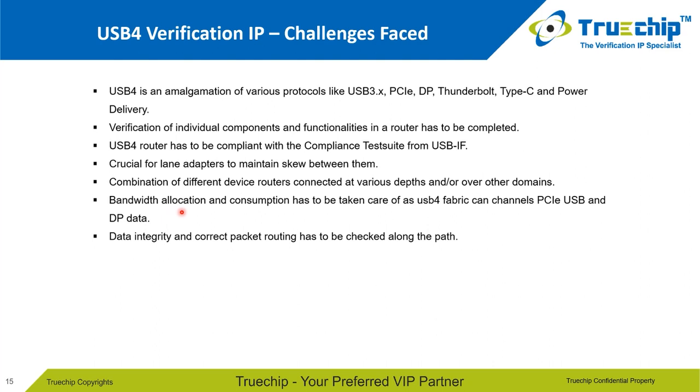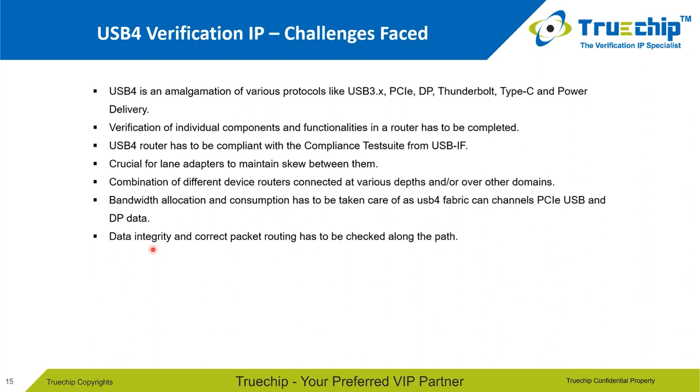Native protocols like PCIe and DP have their own bandwidth requirements to fulfill. So it's a challenge when a router is tunneling all types of traffic. The connection manager has to intelligently allocate the bandwidth to various adapters and also avoid any overflow or underflow of the buffers.